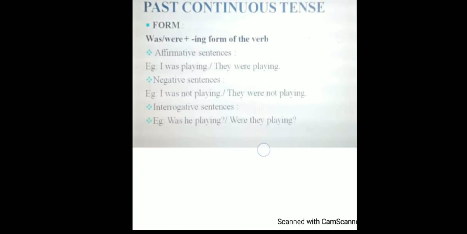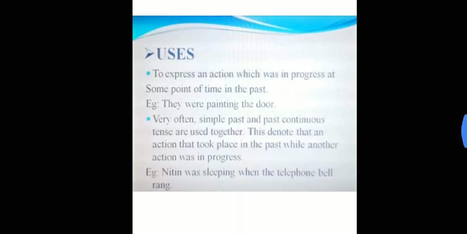Let's get into the uses of past continuous tense. First one, to express an action which was in progress at some point of time in the past. For example, they were painting the door.